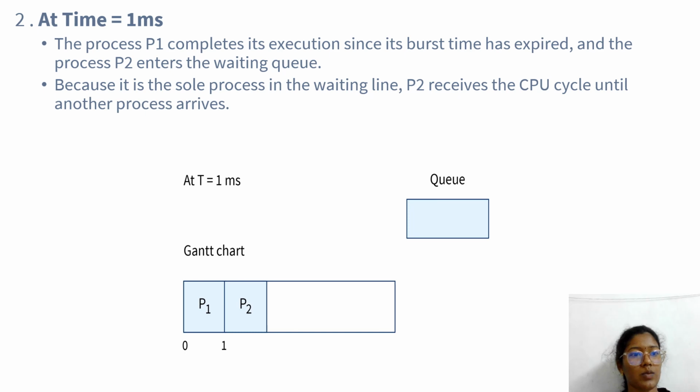And next, t equals 1 millisecond. The process P1 completes its execution since its burst time has expired and the process P2 enters the waiting queue. Because it is the sole process in the waiting line, P2 receives the CPU cycle until another process arrives.